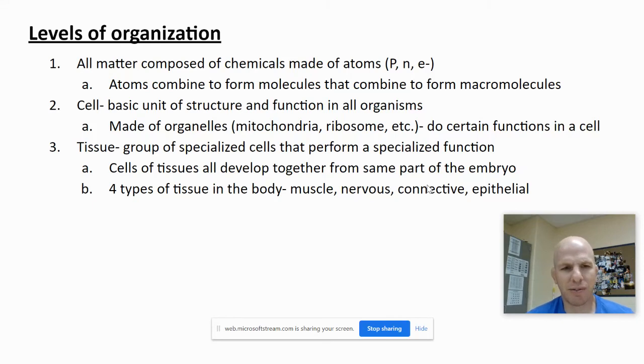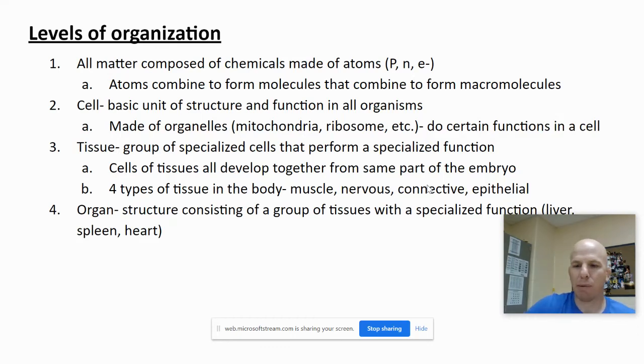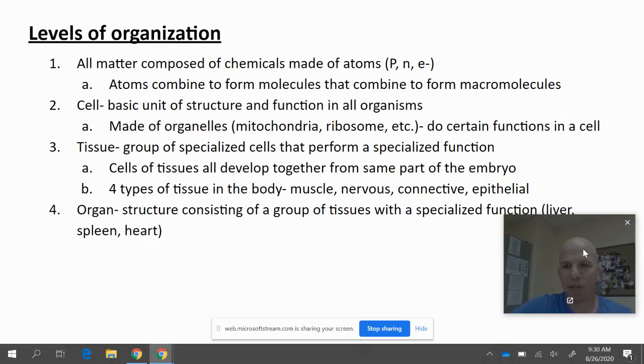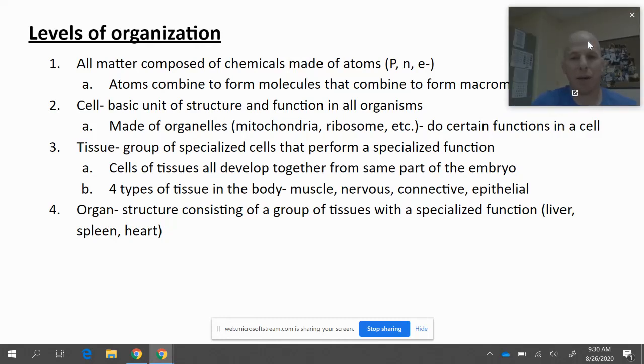Now it says letter A, cells of tissues all develop together from the same part of the embryo. That's something that we might take a look at in class, basically how an organism develops as it goes through this development. So we started with atoms, cells, tissues. Next is organs. I bet you can name a bunch of organs in the body, but it's basically a bunch of tissues grouped together that have a really special function. The important thing to remember here is that an organ is made of all tissue types. So I can look at my heart. A heart has muscle tissue, nervous tissue, connective tissue, and epithelial tissue. Same with my liver, same with my gallbladder, same with your skin. Your skin is the largest organ in the body.